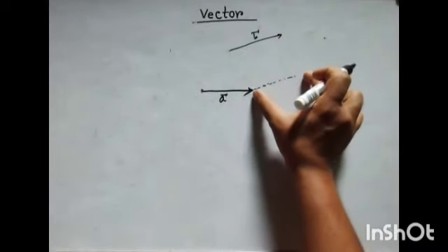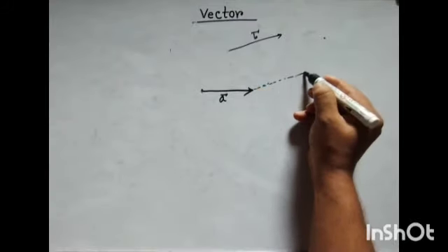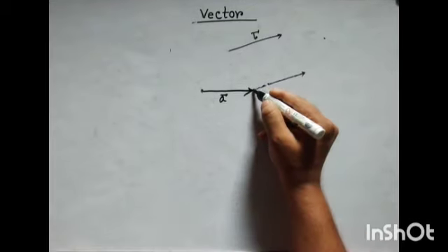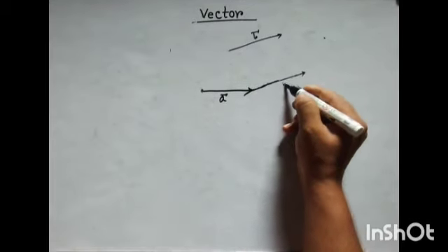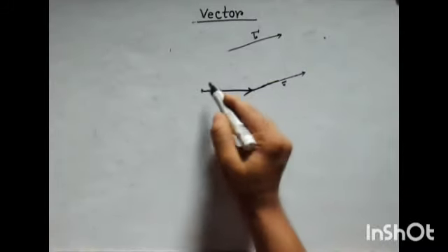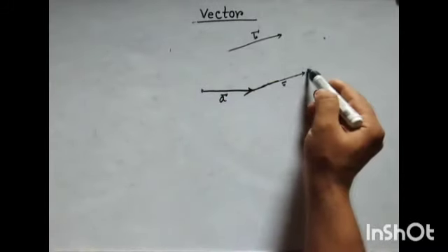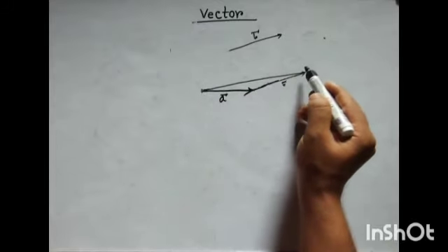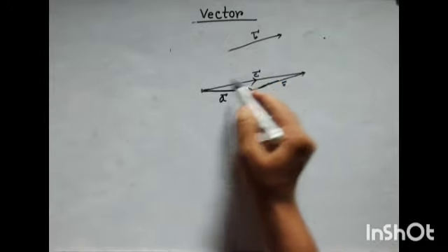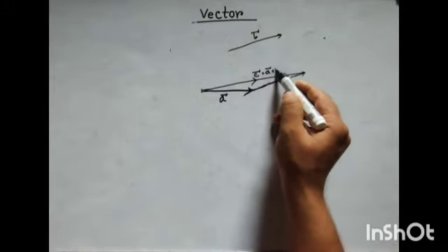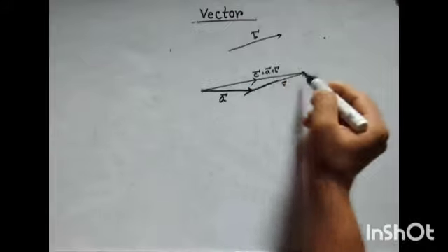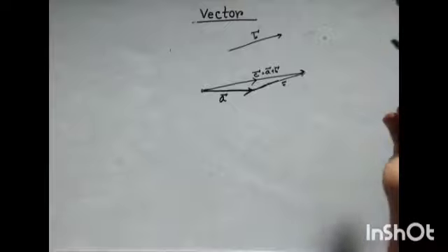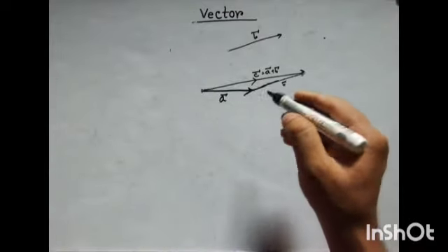Suppose this is the magnitude I have to follow, so this will be your b vector, and you have to join the initial point to the final point. So this is your c vector, that is a vector plus b vector. That is the law of triangle. What would be your result if you follow the law of parallelogram instead?